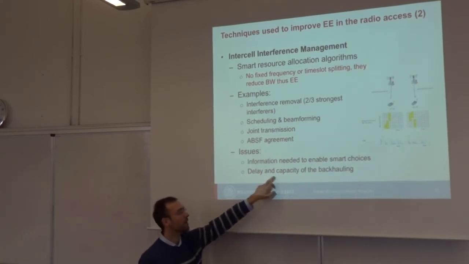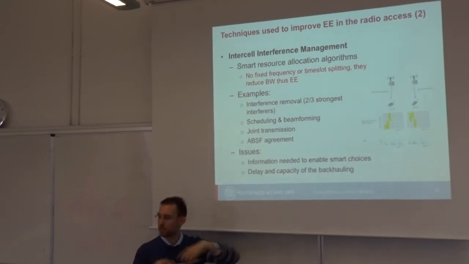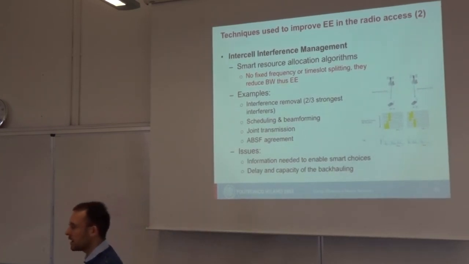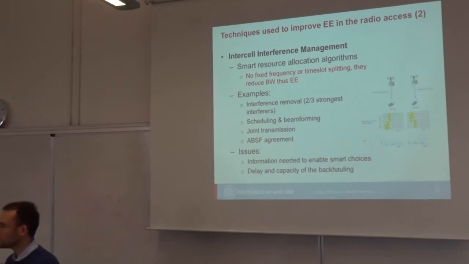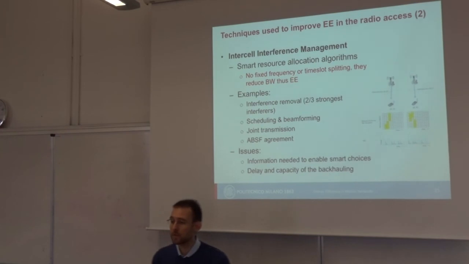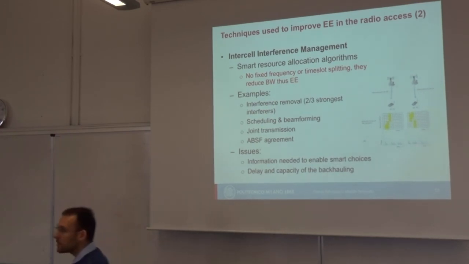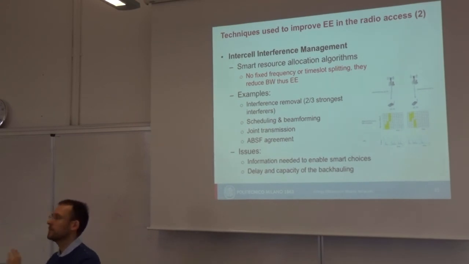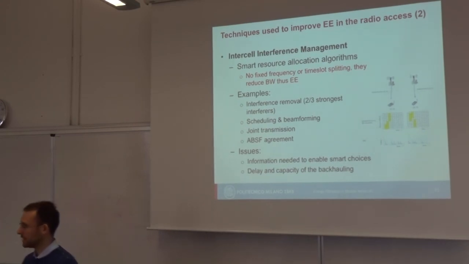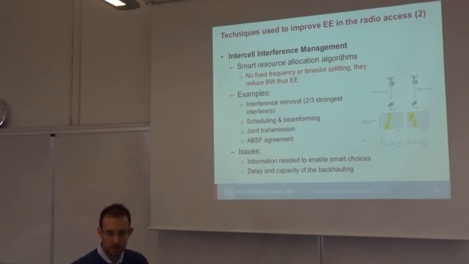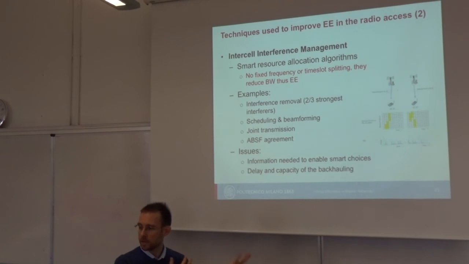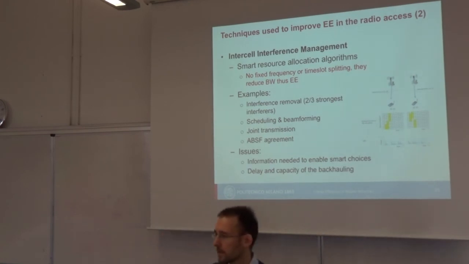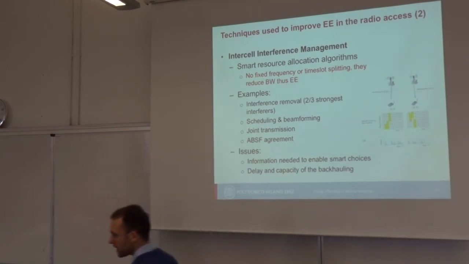Doing that, you have to pay attention to the capacity of the backhaul, the network that feeds your access nodes, and also the delay. Because, for instance, to do joint transmission, you have to be synchronized at symbol level, and if you have delay going from one station to another, it may be difficult to get such a good synchronization level in order to properly exploit this. So there are also these drawbacks.